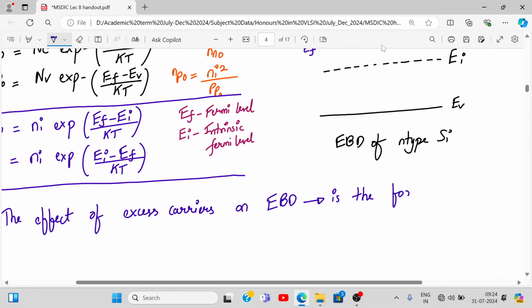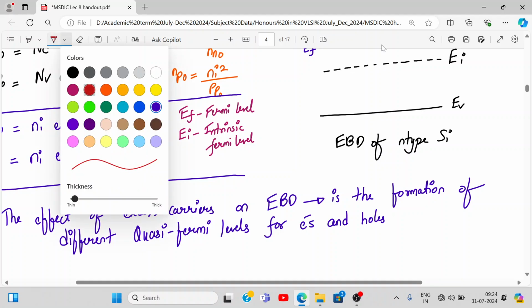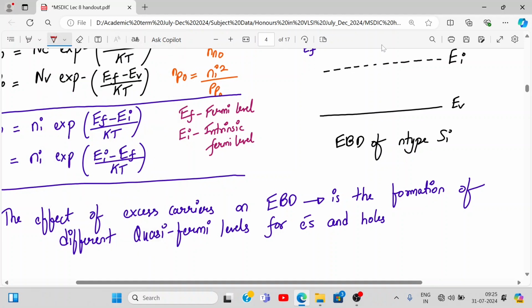the formation of different quasi Fermi levels, quasi Fermi levels for electrons and holes. The effect of excess carriers on the energy band diagram is formation of different quasi Fermi levels for the electrons and holes.